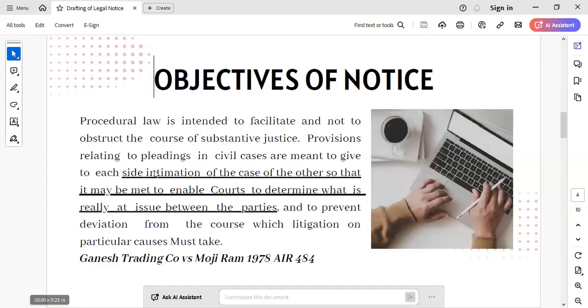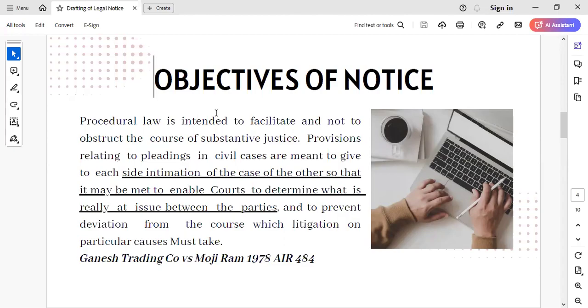Now we are learning this. The notice is the first step in our civil law. Our civil law is based on the Civil Procedure Code, right? Now, as the Civil Procedure Code is a procedural law, in one of the cases, the court gave this observation. It says in the Ganesh Trading Company versus Moji Ram case, it is 1978. Now, the notice is one of the first steps in a procedural law.